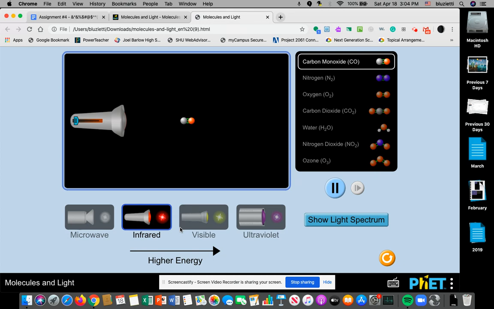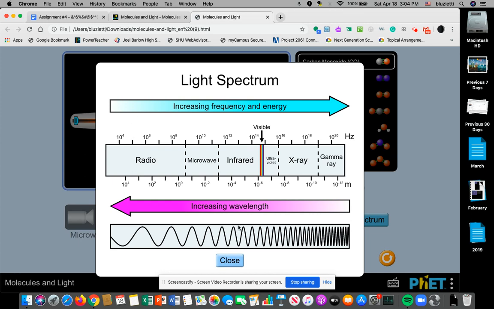And one thing we can do is click Show Light Spectrum, where we can use it to remind ourselves what the different forms of electromagnetic radiation are. We might remember that electromagnetic radiation is actually a spectrum ranging all the way from low forms of energy, radio waves, up to higher forms of radiation like gamma rays.